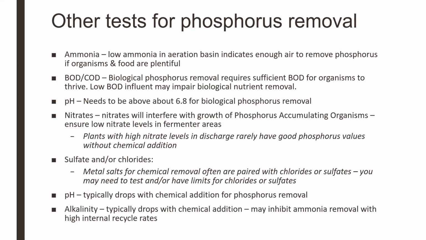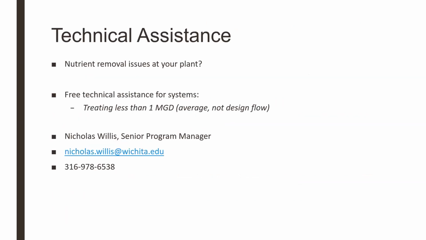Moving on to alkalinity. Alkalinity is typically going to drop with chemical addition. And this may inhibit ammonia removal, especially if your plant has high return rates. So if you have really high return activated sludge rates, you're returning lower alkalinity water back to the plant. Eventually that should reach a new equilibrium, but that equilibrium may be too low in alkalinity and could cause issues with ammonia removal at your facility. So that's something to keep an eye out for as well.